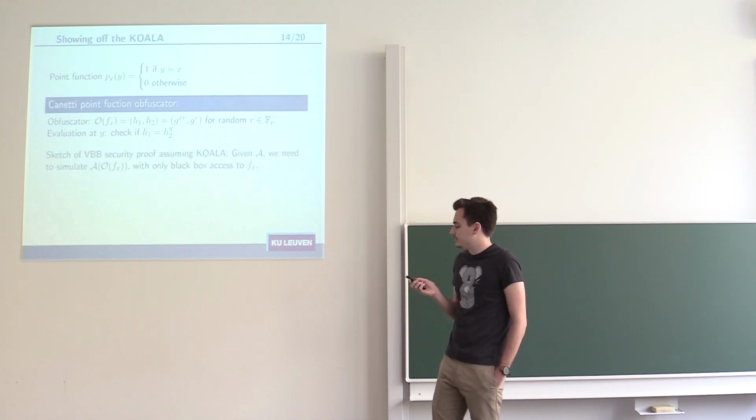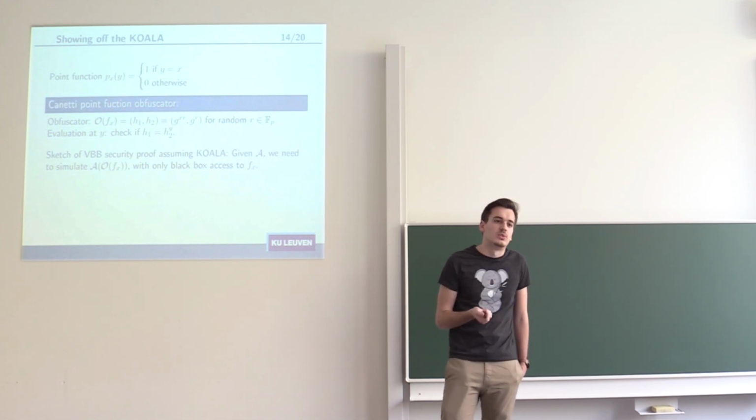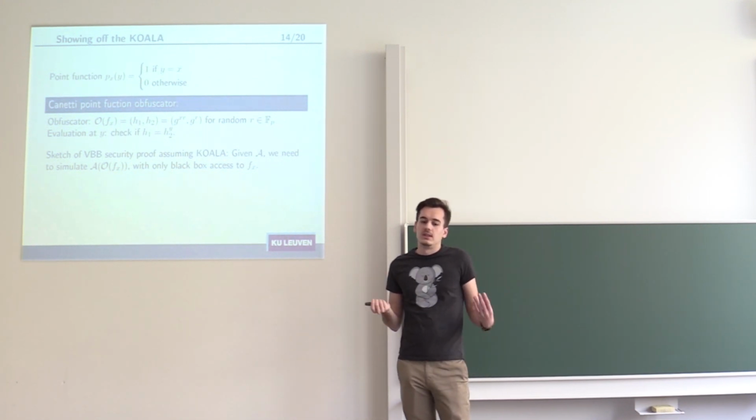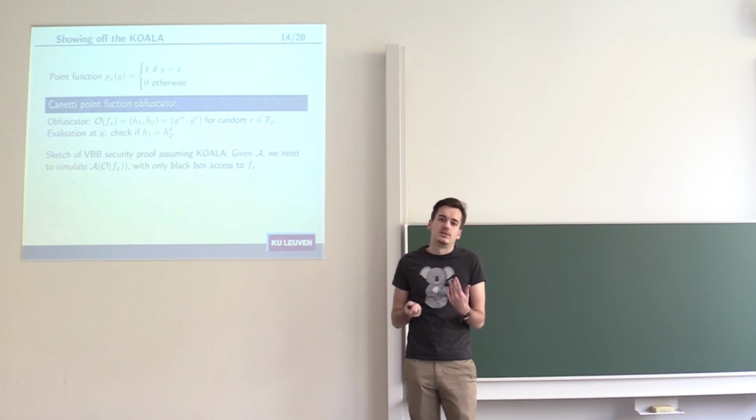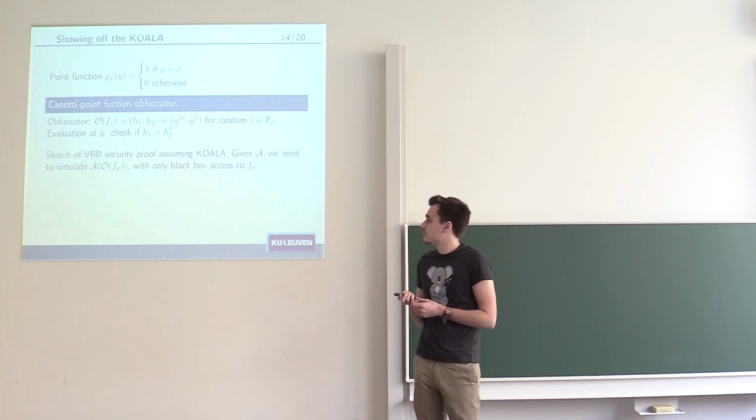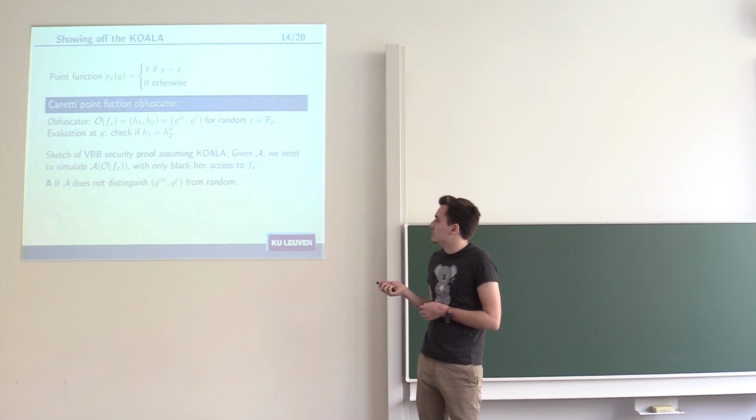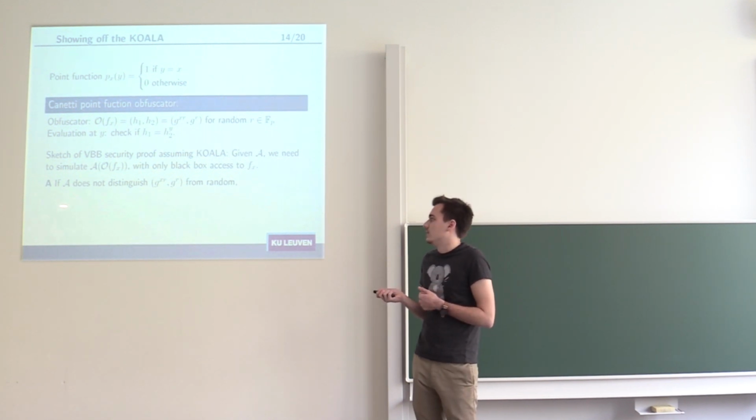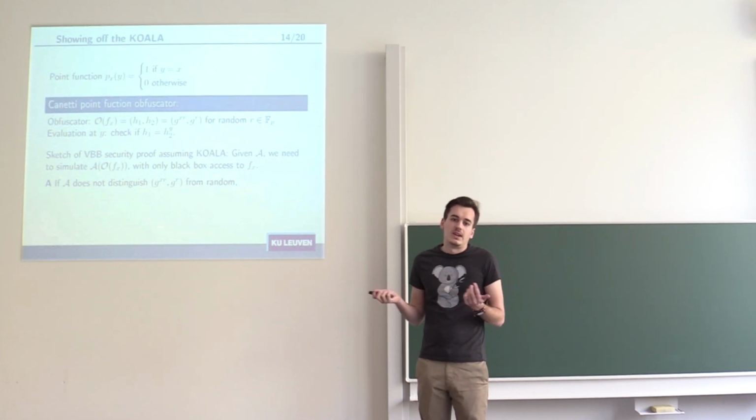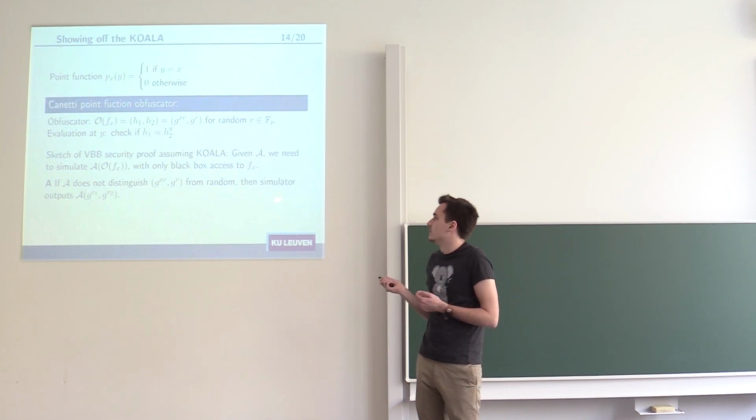So here's a sketch of the proof. Remember, we're proving virtual black box security, so that means that if there's an adversary that learns something, then there has to be a simulator that learns the same thing only through black box access. So given such an adversary, there are two possibilities. The first possibility is the adversary does not distinguish elements of this form from random elements. But in that case, we don't really have to do anything. The simulator just picks random g to the power r1, g to the power r2, runs the adversary on this, and then outputs this.